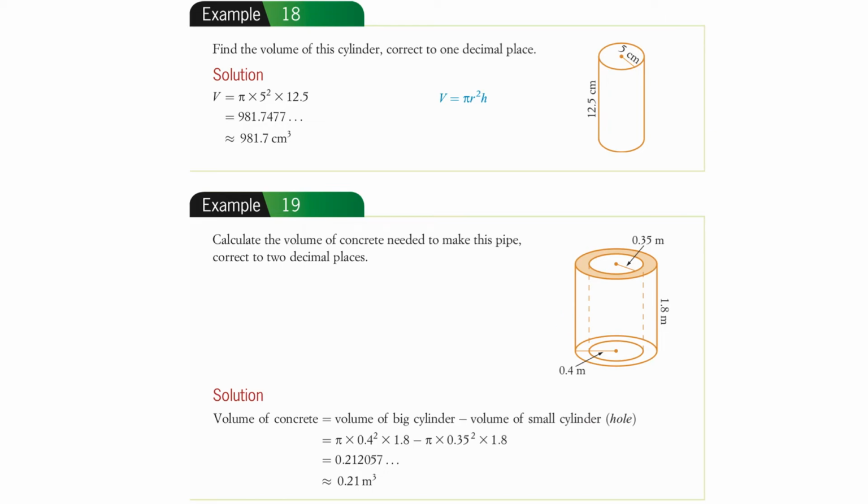So we know that the volume is pi r squared h. For the volume of the big cylinder, we need to use the larger radius, and that's 0.4. So it's pi times 0.4 squared times the height, which is 1.8, minus the volume of the small cylinder. The small cylinder has a radius of 0.35, so it's pi times 0.35 squared times the same height, because the height of both cylinders is the same. And we get this answer, and they asked for 2 decimal places, so it's 0.21. And we had meters, so that's meters cubed.